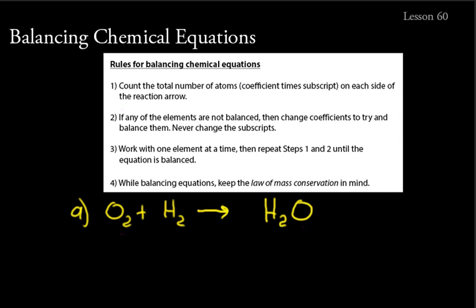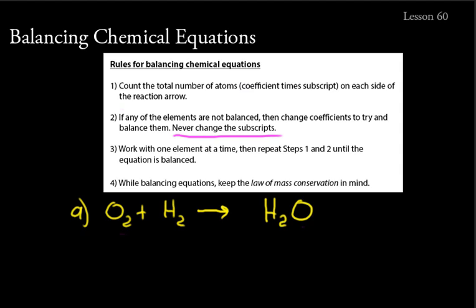And step 2, if any of the elements are not balanced, then change the coefficients to try and balance them. Never change the subscript. So again, that's a very important thing. You never change the subscripts. And again, this isn't a chemistry course, but just so you know, the reason you don't change the subscript is that then you change the compound, because compounds are formed in specific proportions. So what you can't do for A is just go, oh, well, I'll just put a 2 right there, and now I have 2 oxygens on each side, 2 hydrogens on each side. Well, no, you just turned water into hydrogen peroxide, and that's a very different compound.